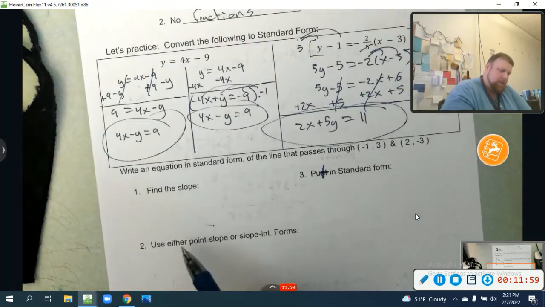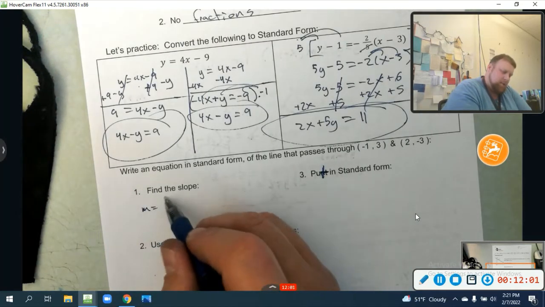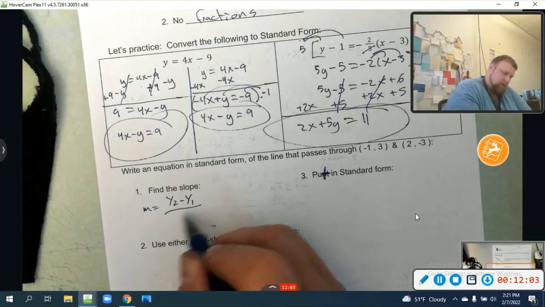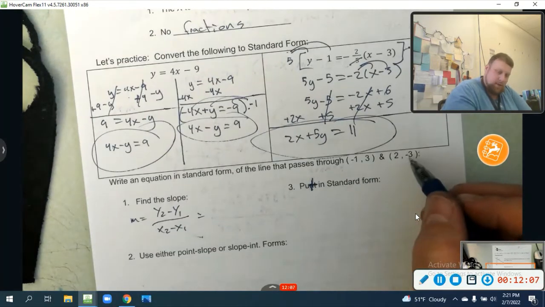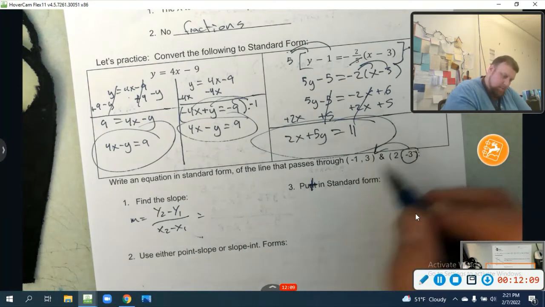Okay, so we're going to find the slope. How do we find the slope? M equals y2 minus y1 over x2 minus x1, right? So that is going to be, we're just going to take our y's and subtract them.